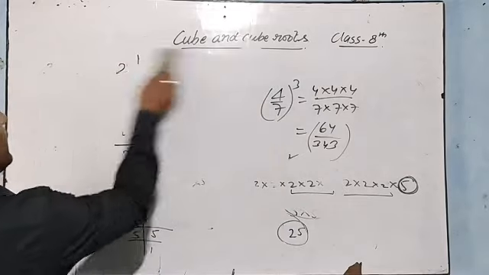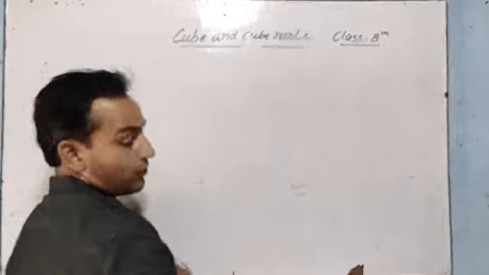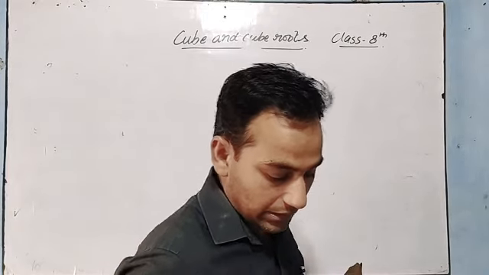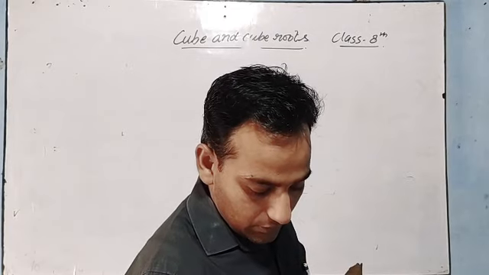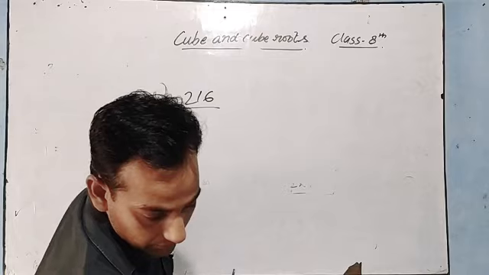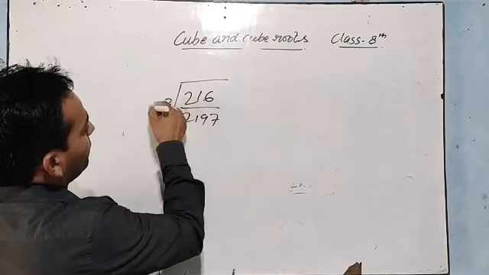One more example I can take. And I wish you all to take a rough copy and a pen with you always whenever you are taking the online class or anything. Okay, so we have a question: 216 upon 2197. We have to find the cube root of this.